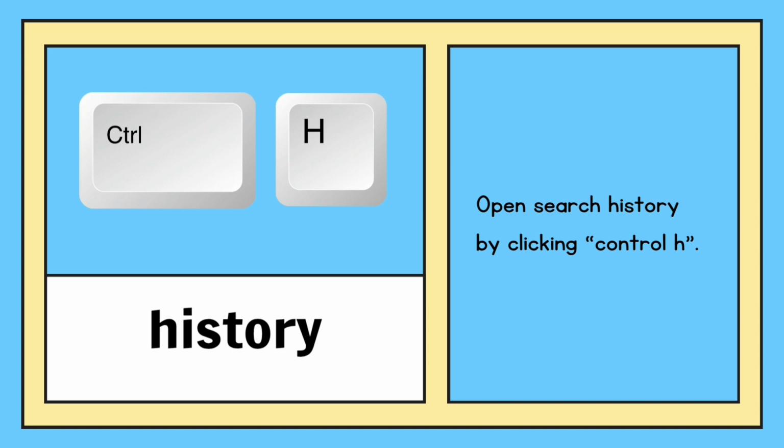Ctrl plus H, history. Open search history by clicking Ctrl H.